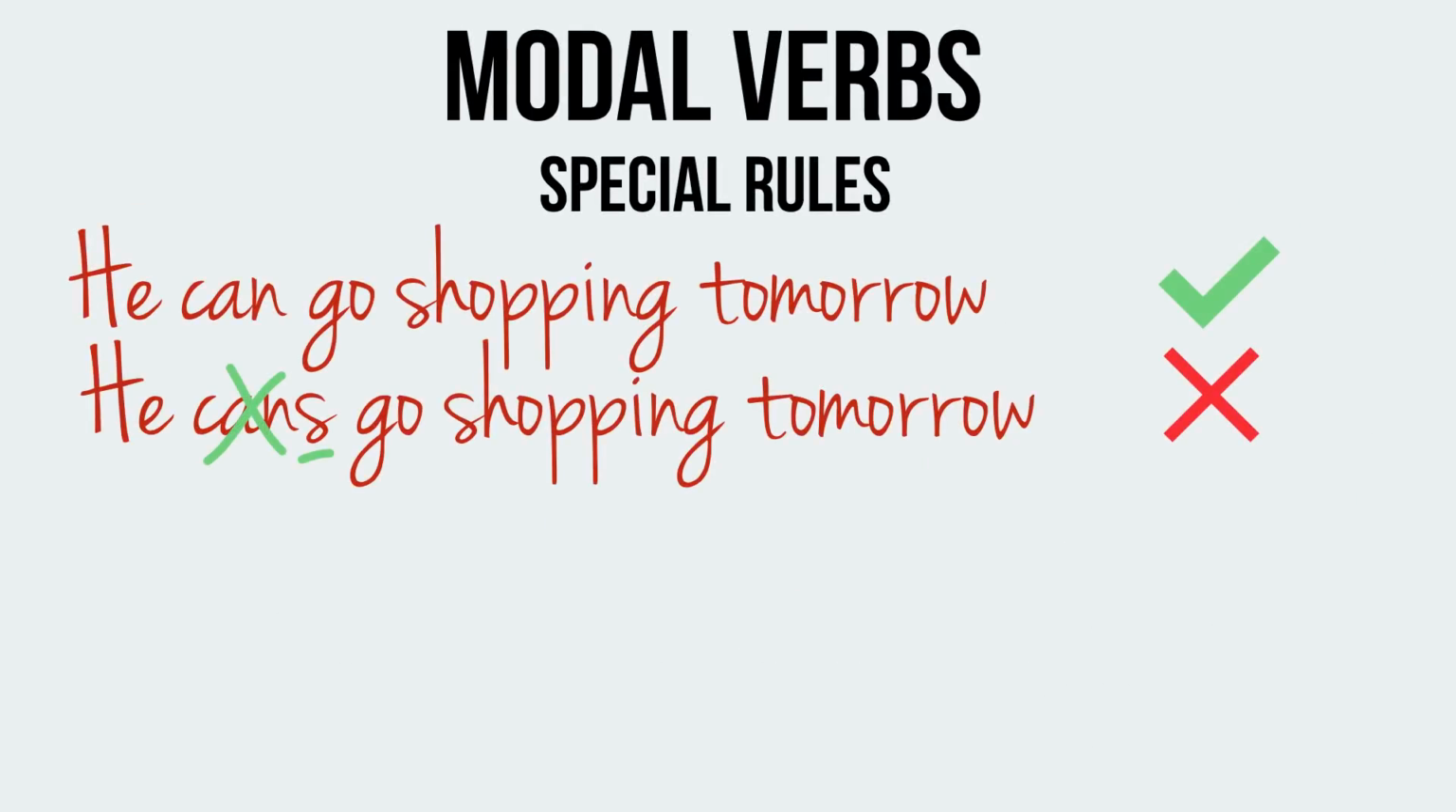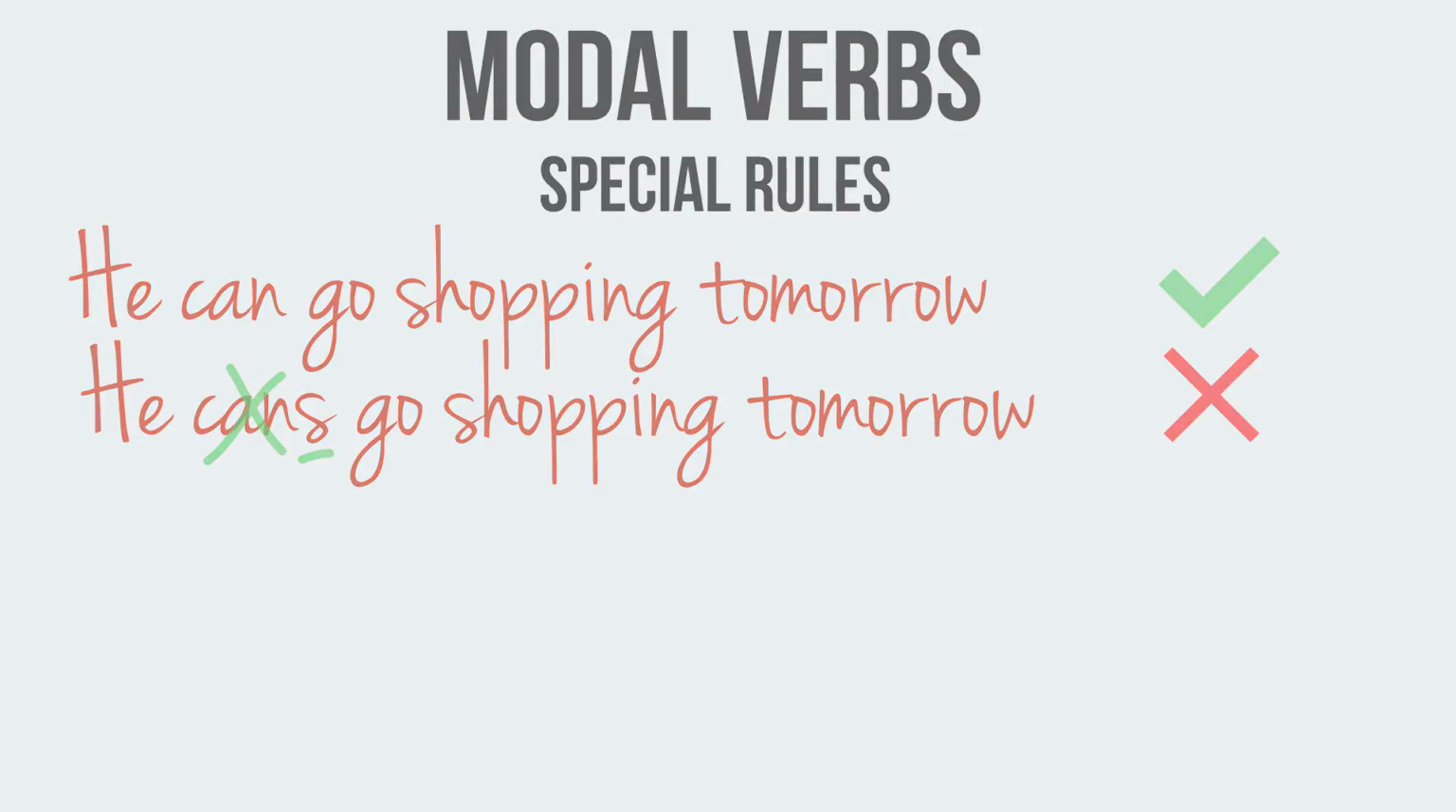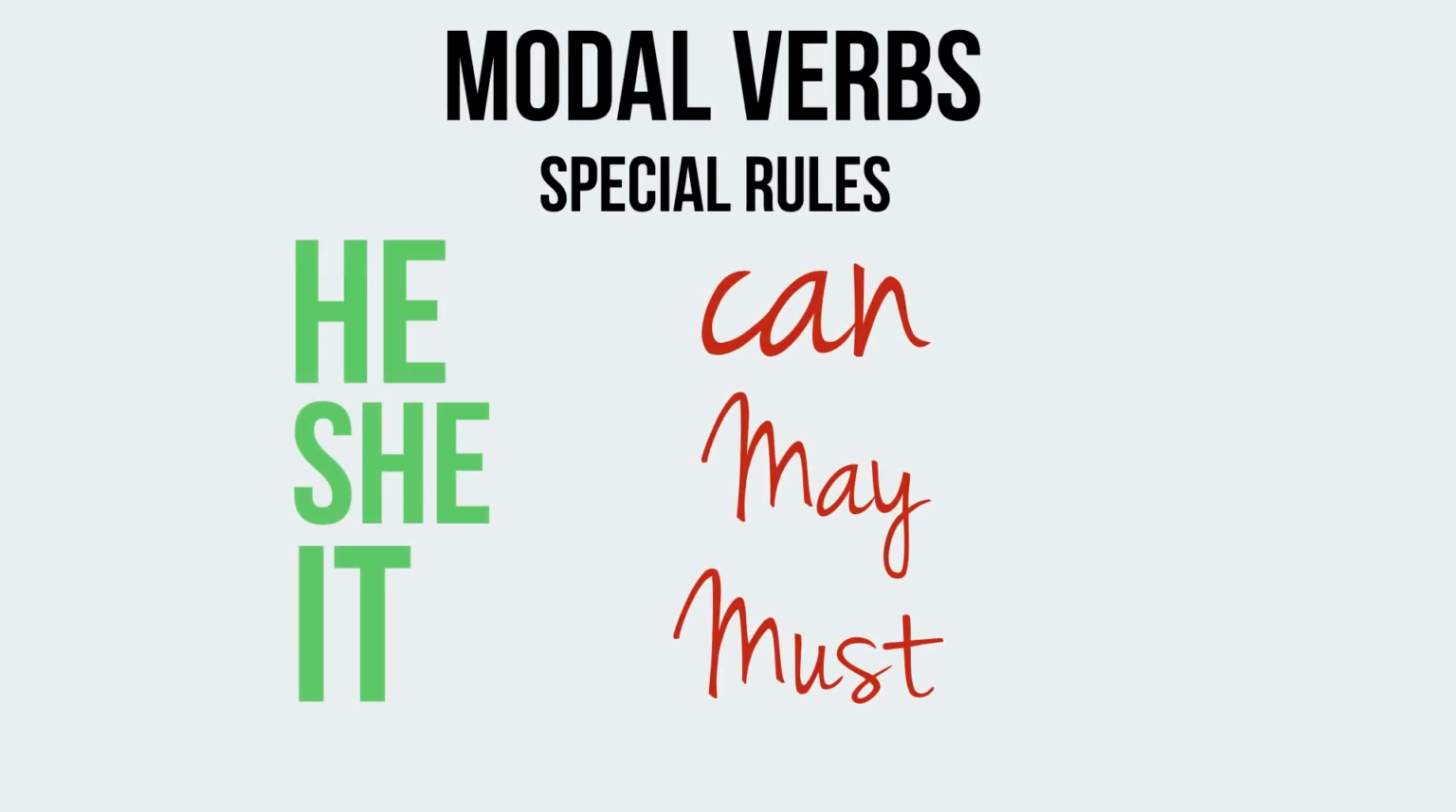There are some special rules about modal verbs. The first one: never add s or es when you want to talk about the present with he, she or it. There is only one correct variant. He can go shopping tomorrow. The variant "he cans go shopping tomorrow" is not correct. So, no s or es with the verbs can, may, must after he, she, it.